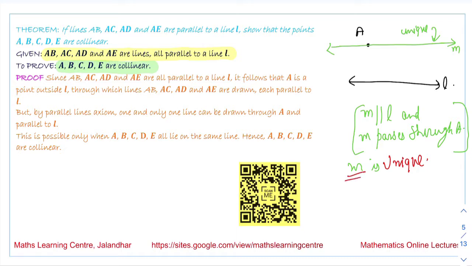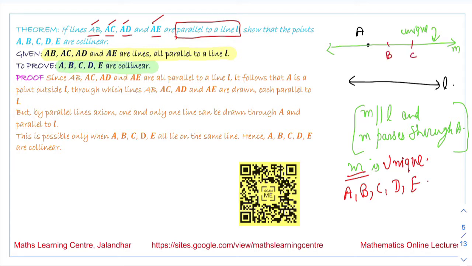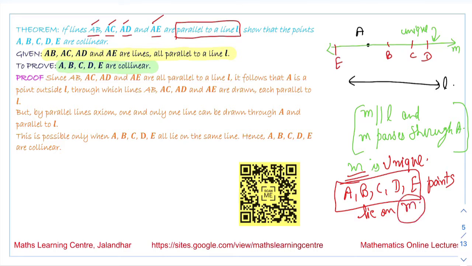So if this line M is unique and we are given that AB, AC, AD and AE are parallel lines to L, and all of these lines are passing through the point A, then B, C, D, E are just points over here, some point B, C, D, E. So all these points lie on this line M. And if all these points lie on M, this is the definition of collinear points. So we have proved that A, B, C, D and E are collinear.